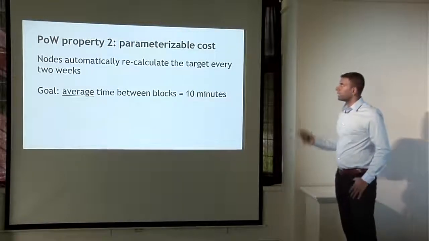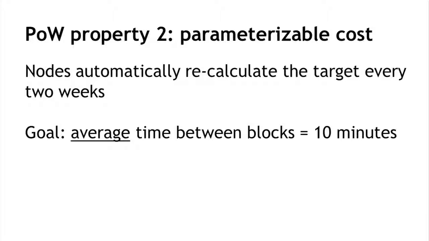The second property is that we want this cost to be parameterizable. It's not a cost that is fixed over all time. And the way that that's accomplished is that all the nodes in the Bitcoin peer-to-peer network will automatically recalculate the target, that is the size of the target space as a fraction of the output space, every 2 weeks. And they do it in such a way that they maintain this invariant, which is that the average time between any two successive blocks produced globally in the overall Bitcoin network is about 10 minutes.